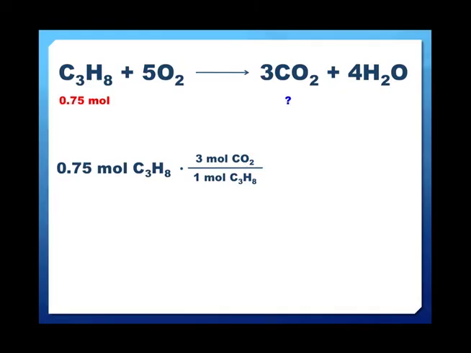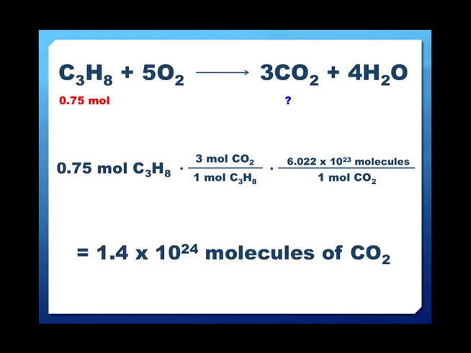Once this conversion factor is in place, we can use another conversion factor to go from moles of carbon dioxide to the number of carbon dioxide molecules. This conversion factor will have Avogadro's number over 1 mole, because those two quantities are equivalent. Doing the math, we should get 1.4 times 10 to the 24 carbon dioxide molecules.